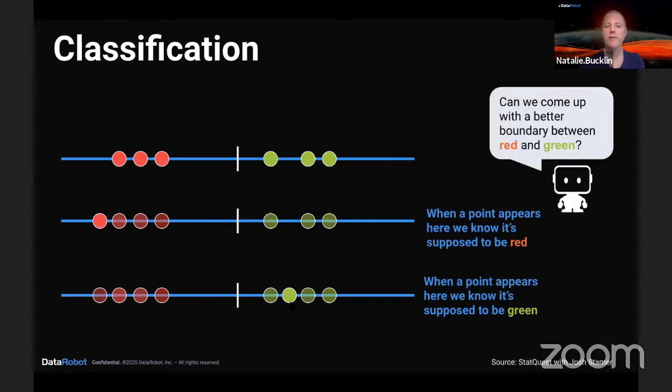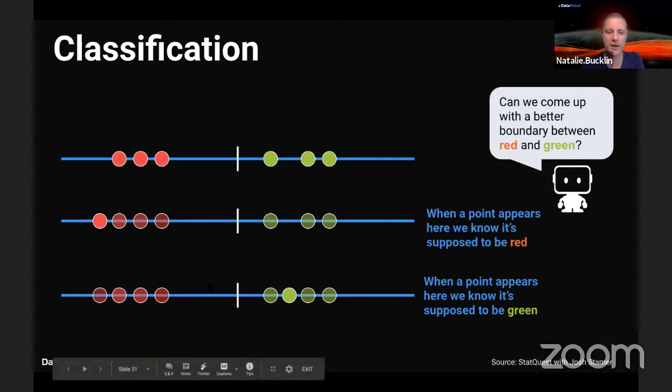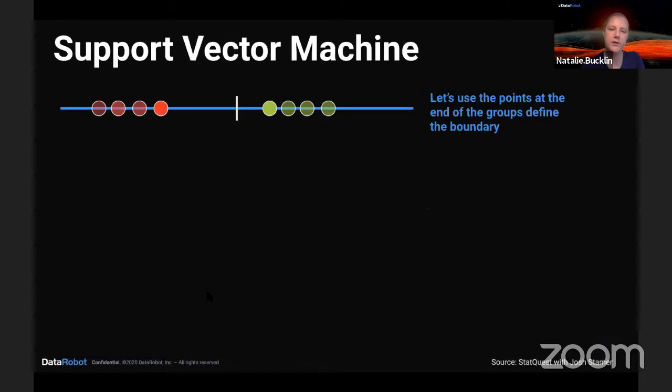So can we come up with a better boundary between these red and green points? We can see that we have this divider line in the middle, but there might be a more natural boundary between these red and green points. The more natural boundary might be somewhere over here to the left of the line. The example that we're going to walk through today is called a support vector machine. That has a really cool name. It sounds a little bit scary, but it's pretty easy.